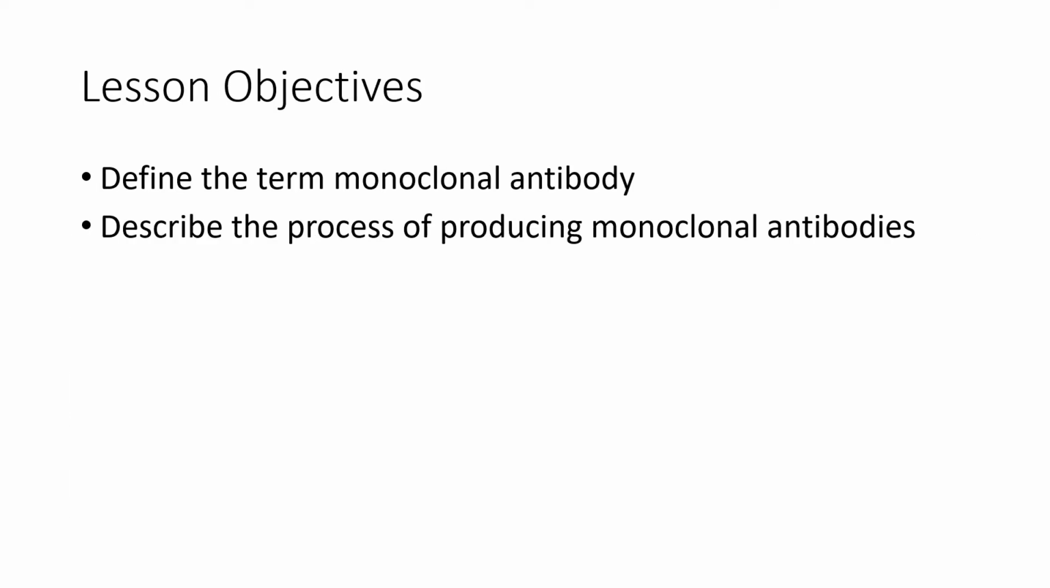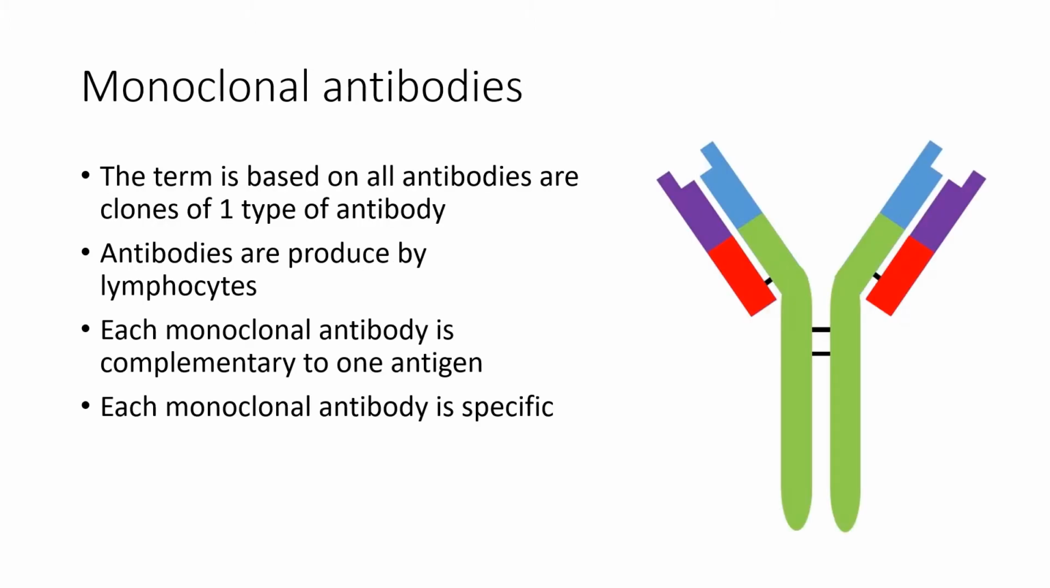In this presentation, we're going to define the term monoclonal antibodies, and we're going to go through the actual process of producing monoclonal antibodies. So a monoclonal antibody, the term comes from mono meaning one and clonal meaning clone. Monoclonal antibodies are where you have multiple antibodies that are exactly the same in terms of their structure.